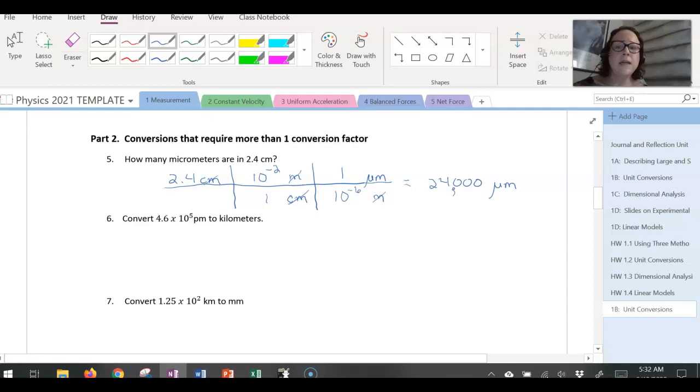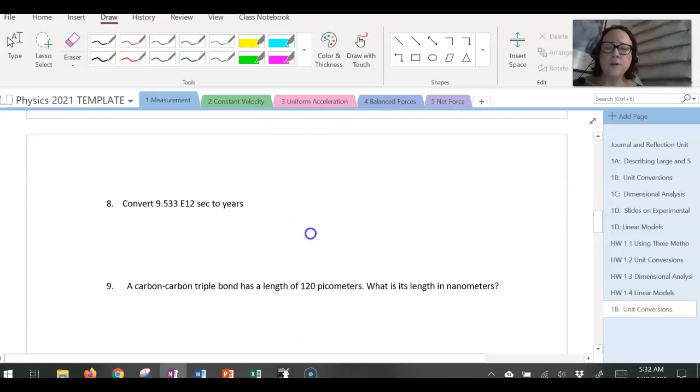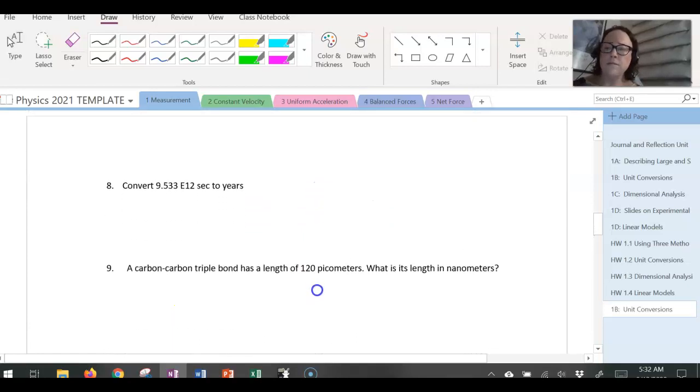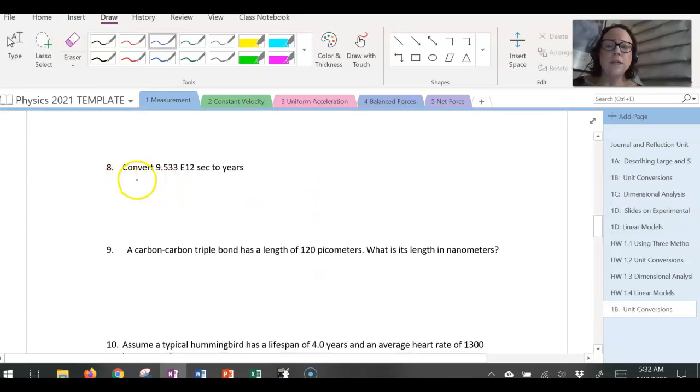Okay, and let's look at converting, I want to go down and do one of the ones that involves time. So let's look at number 8. I have a large number of seconds and would like to convert it to years. So I write down what I have to start with. I have 9.533 times 10 to the 12th seconds, and I want to convert to years.